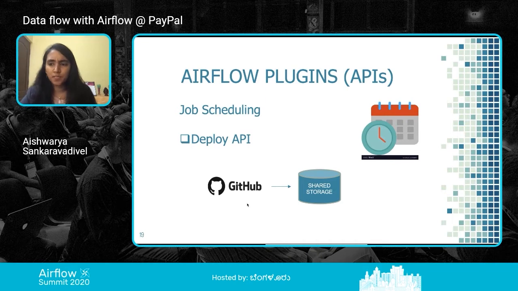This API was very useful to us because anyone can just hit the web server endpoint with a POST request, and the DAG path will take care of scheduling it for them. So this was the very first API that we wanted to venture with, which we called a deploy API, or a job scheduling one.